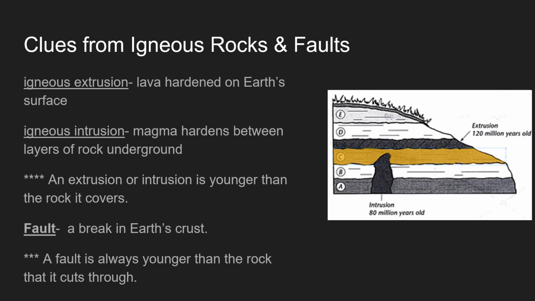All right, clues from igneous rocks and faults. Igneous extrusion is when lava hardens on Earth's surface, and igneous intrusion is when magma hardens between layers of rock underground. So an extrusion or intrusion is younger than the rock it covers. That's because the rock was already there and then the lava happens, or the magma occurs and it hardens there. So it's always going to be younger than what's around or underneath it. A fault is a break in Earth's crust, and a fault is always younger than the rock that it cuts through.